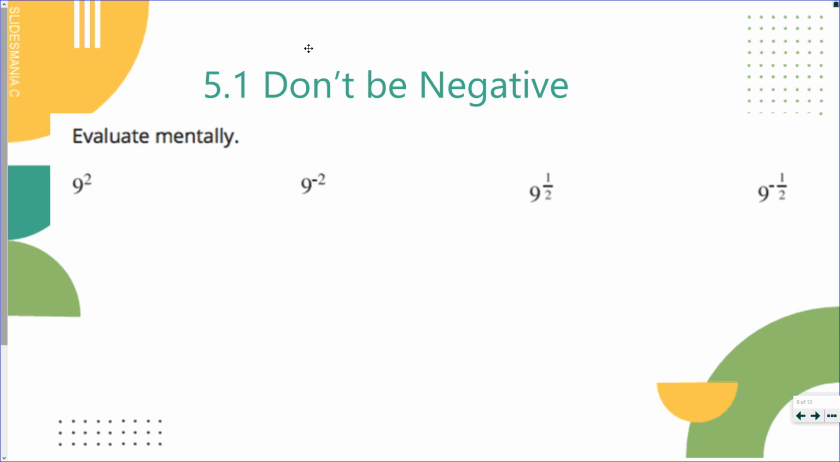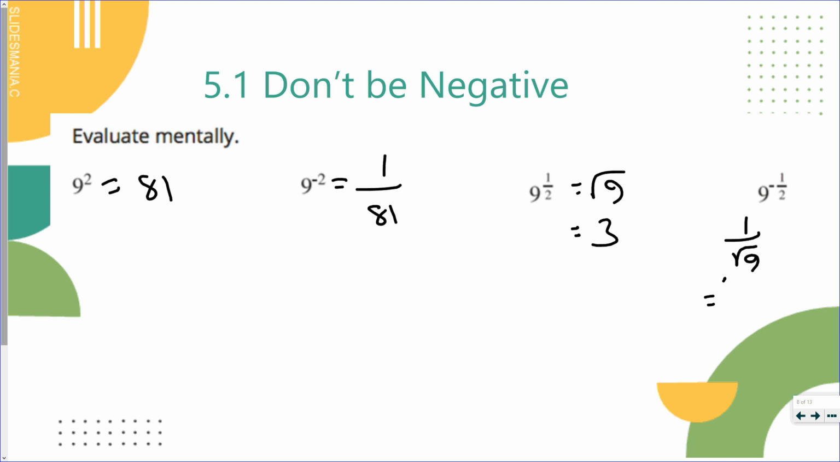What's 9 squared? 81. No big deal there. What's 9 to the negative 2? Remember, reciprocal. 1 over 81. 9 to the 1 half? Square root of 9, or 3. 9 to the negative 1 half? 1 over root 9. 1 over 3. Interesting. So 9 to the negative 1 half is 1 over 3.